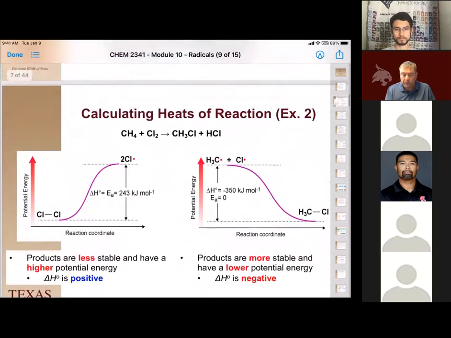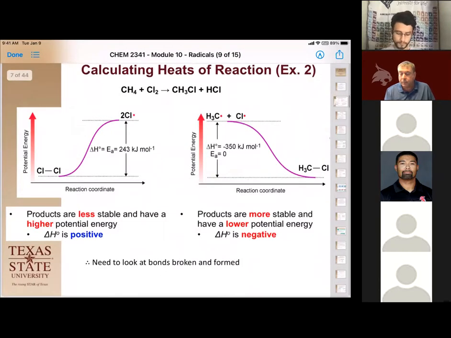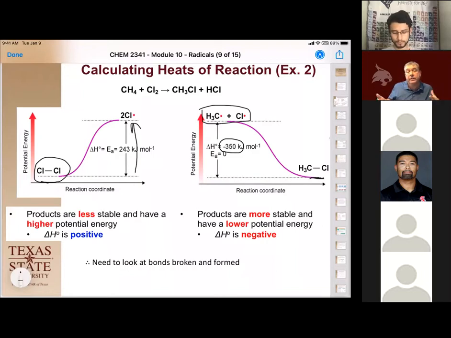So when we look at that, the breaking apart of chlorine, the diatomic chlorine, to its two radicals takes energy. It takes a lot of energy to get to that initial reactive state. Now, by taking those two radicals and making our final product with our new sigma bond, it actually releases a lot of energy. It releases 365 kilojoules per mole. So when we look at whether the product is a higher potential energy or a lower potential energy, that's what we need to do.